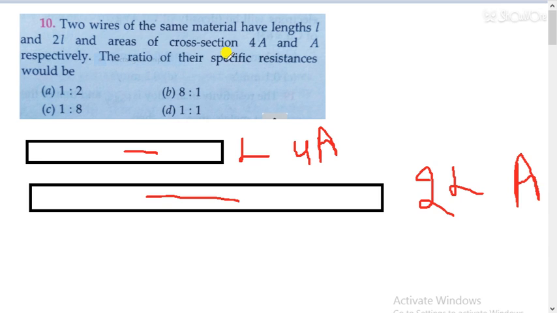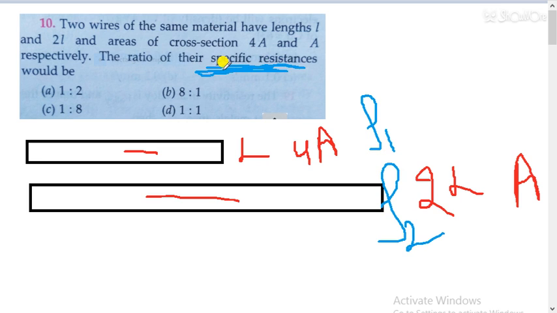The ratio of their specific resistance. Students, he is asking about the ratio of resistivity of materials. So here he is asking about resistivity rho 1 and rho 2. Specific resistance we can call resistivity as specific resistance also. So students, specific resistance depends upon the material. So if the same material is used for both the wires, like he said in the question, then the ratio will be 1:1.